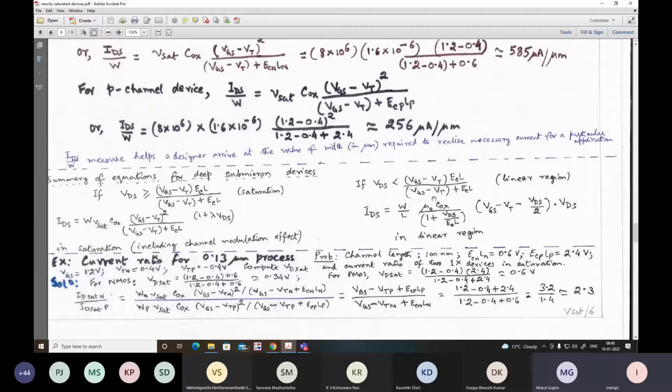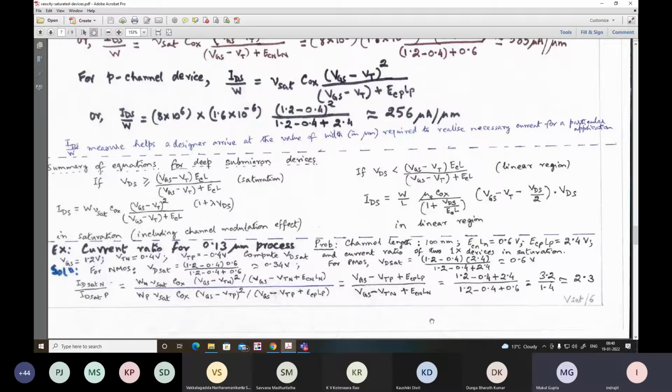So please try to study the derivation of the current equation for the velocity saturated device. Also, this important expression should be noted. Okay. Now, any question?